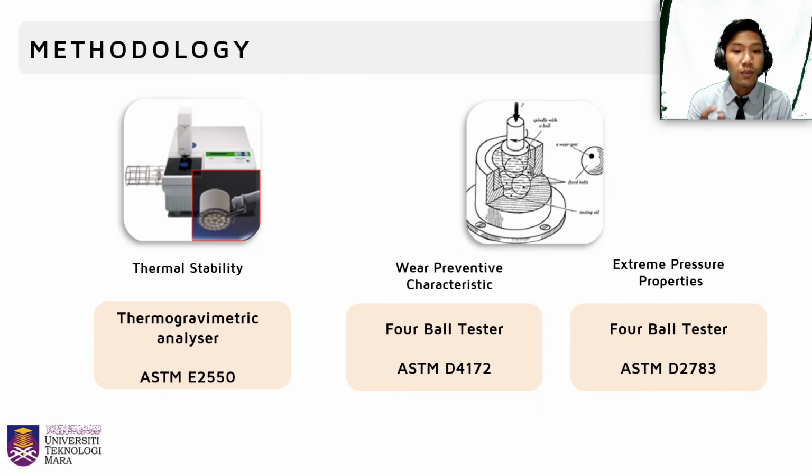While for the extreme pressure test, the same machine will be used as in the wear preventive test, but under different test conditions according to ASTM D2783. The load starts at a low level and is raised every 10 seconds until the lubrication fails, indicating that the balls have become permanently bonded to one another.